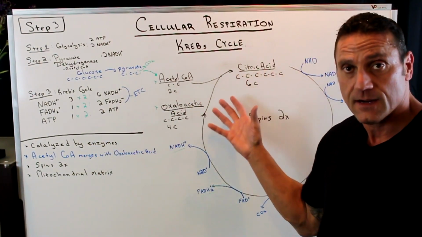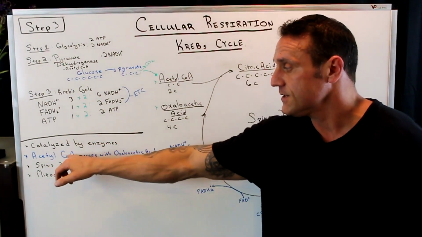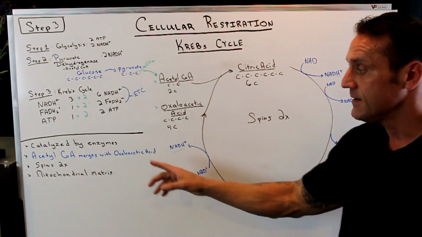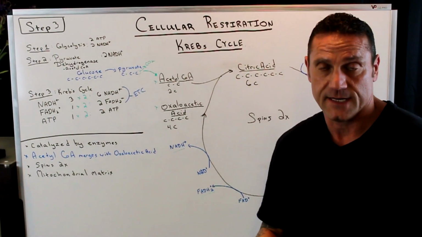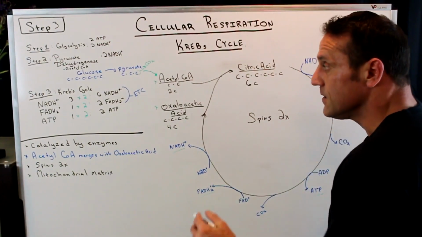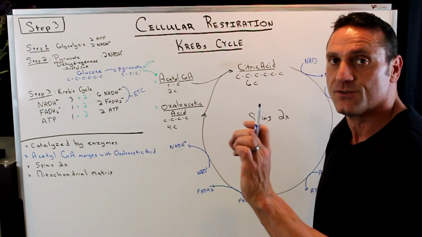Again, the Krebs cycle is catalyzed by enzymes. Important, acetyl-CoA merges with oxaloacetic acid. It spins twice, and where is it located? The mitochondrial matrix. Now we're inside the cell. Now, an important thing to note, acetyl-CoA is like the first step inside the door.